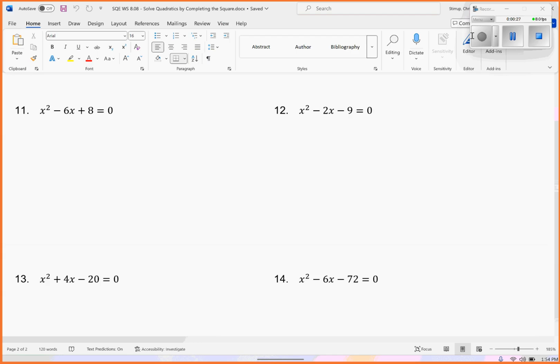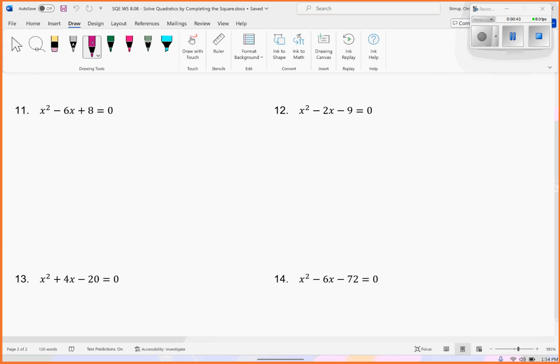Okay? So problem number 11, you want to get the value that doesn't have an x or a letter tagged to it, and you want to move it to the other side. So I'm going to subtract 8. So my first move here is going to be this. And I'm going to leave a space. But notice it's now a negative 8. Agree?